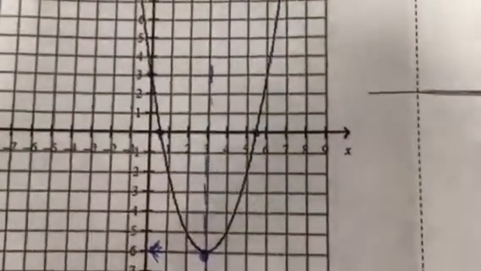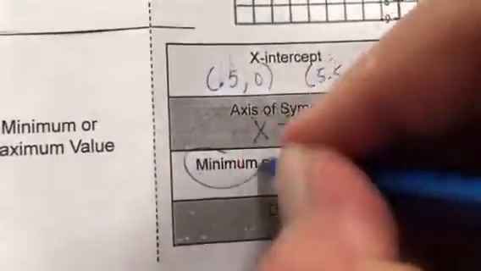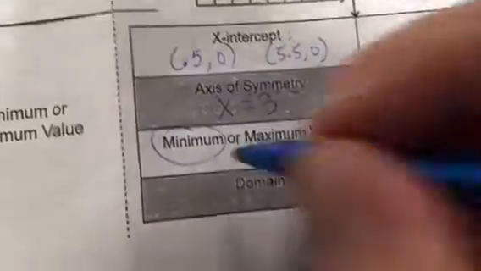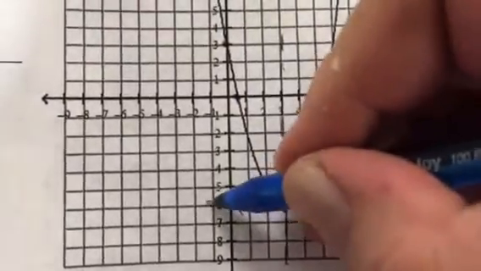It's not an ordered pair because we're not looking for a certain point, we're looking for an answer. So the minimum value is going to be 6. Sorry, negative 6, because it's negative 6 on the y-axis. This is a negative.